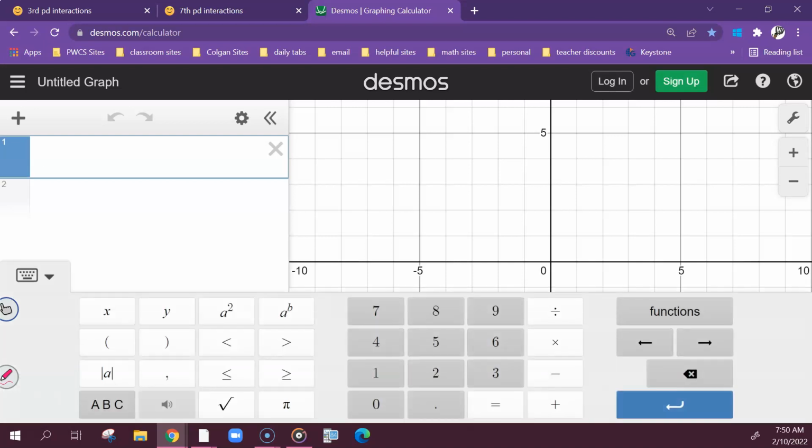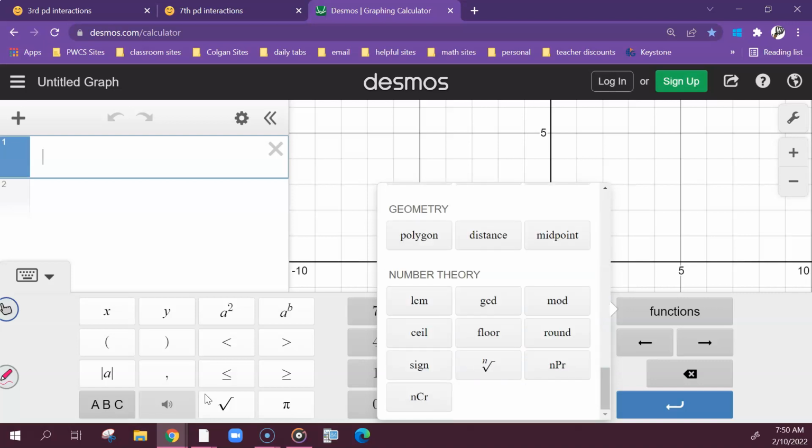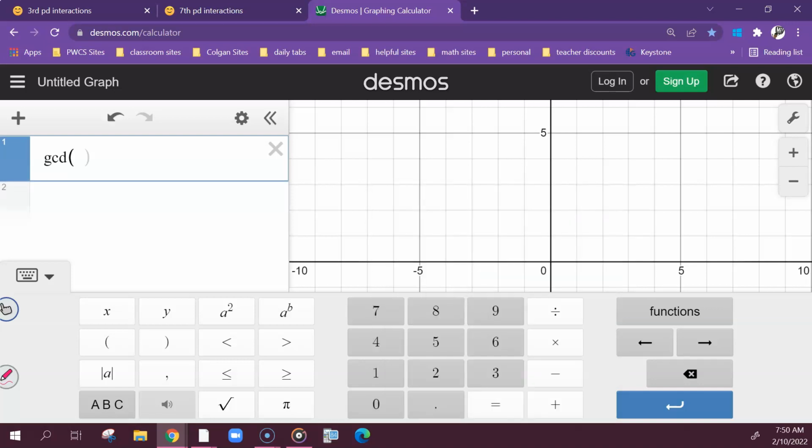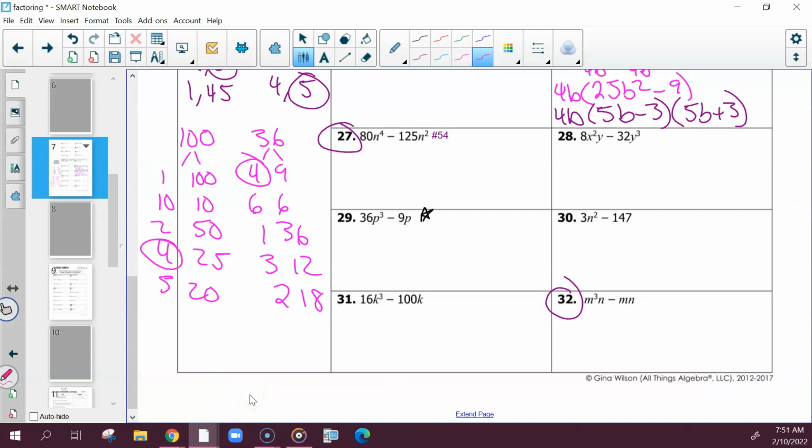Go into my keyboard, go into my functions, scroll all the way down. Number theory, look for GCD. Remember the same thing as GCF. It's just common divisor, common factor, same thing. And put in my two numbers, so 80 and 125. It will tell me what that GCF or GCD is without me doing the factor tree. So at home and when you're practicing this, that would be an easier method, but doing the factor tree would also be beneficial because you won't have that on the test.